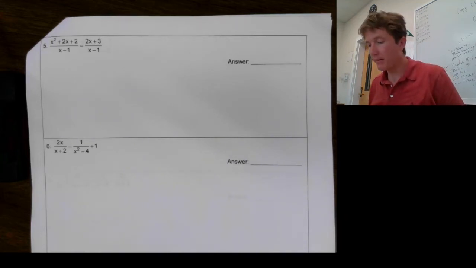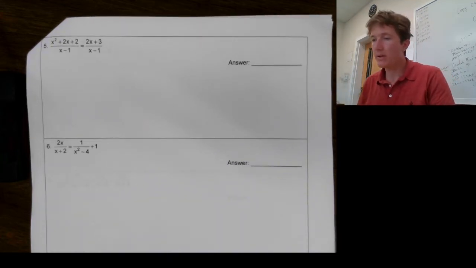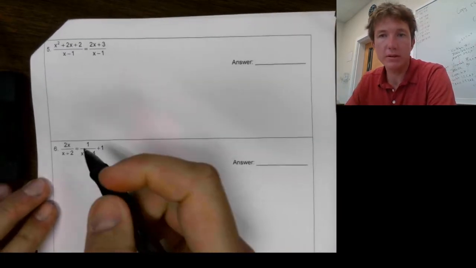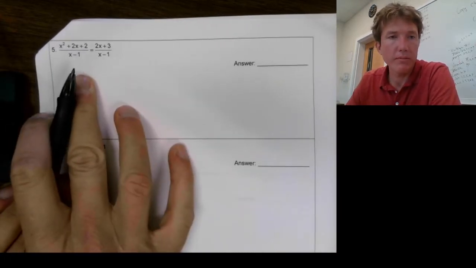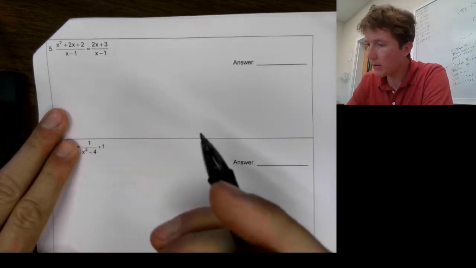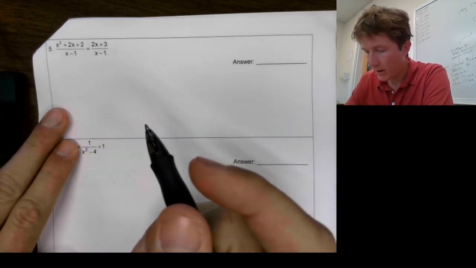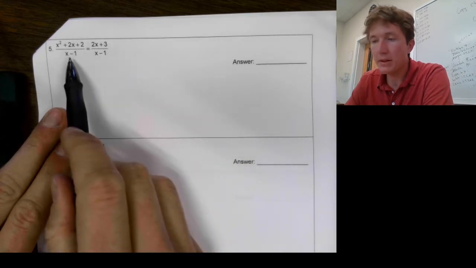Alright, here's the third page of solving rationals notes. I find these oddly satisfying for some reason. I just like the algebra, I guess. Alright, so notice this one's an easy one.